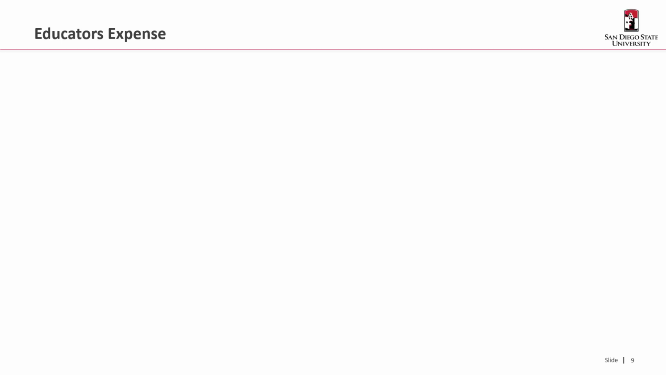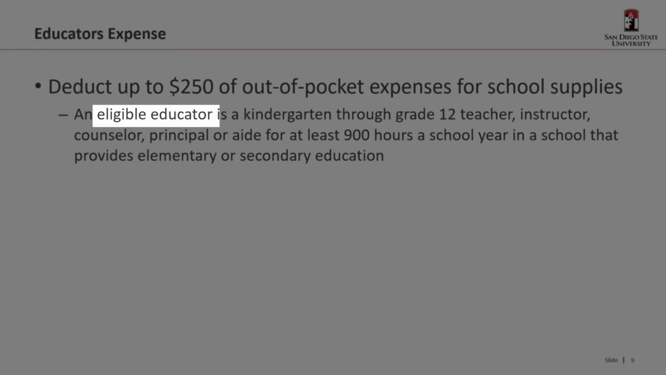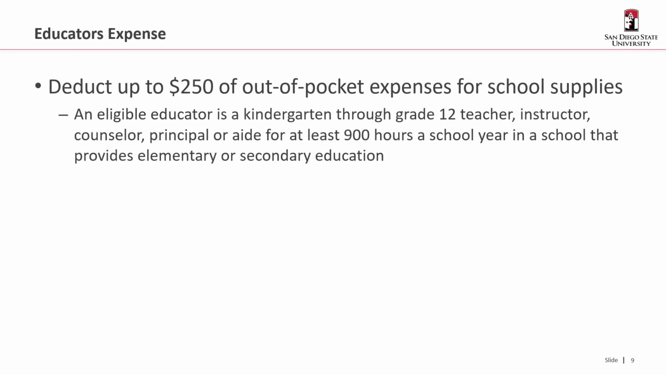Okay, so let's dig in on these few AGI deductions we want to talk about today. Well, not we so much as I guess maybe I want to talk about today. So what is the educator's expense? This is a pretty narrow AGI deduction. Deduct up to $250 for out-of-pocket expenses for school supplies. So only an eligible educator can take these deductions. An eligible educator is a kindergarten through grade 12 teacher, instructor, counselor, principal, or aide who worked at least 900 hours a school year in a school that provides elementary or secondary education. So, for example, I am not eligible for the educator's expense deduction.